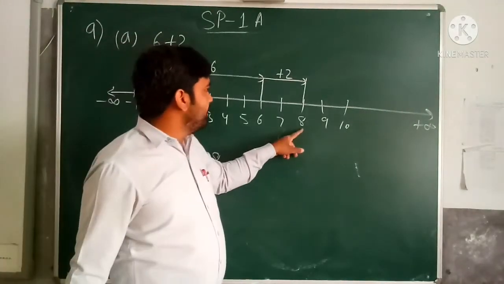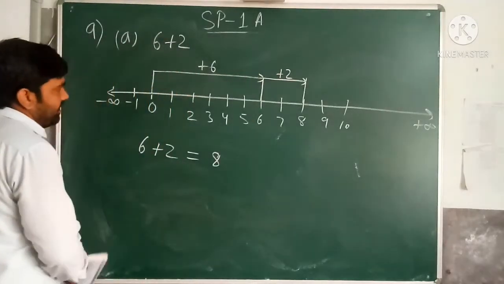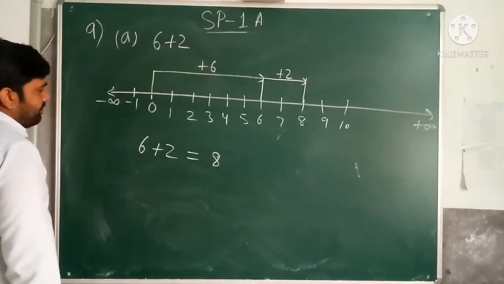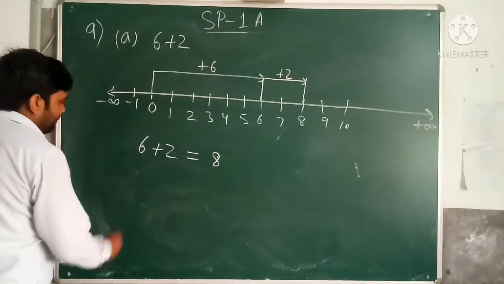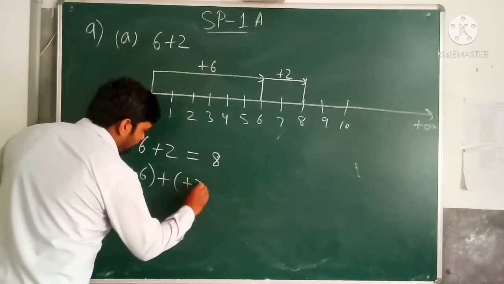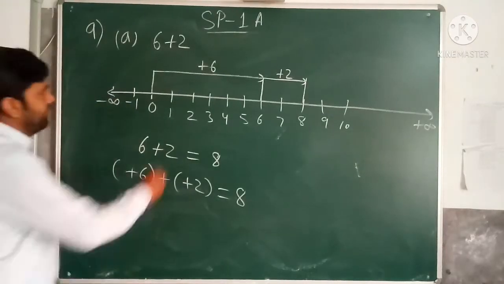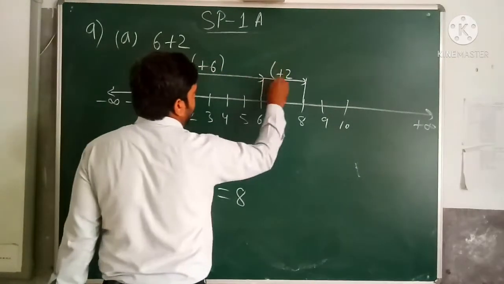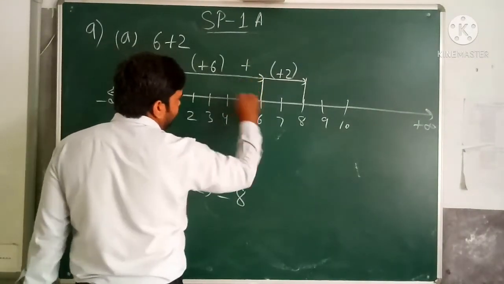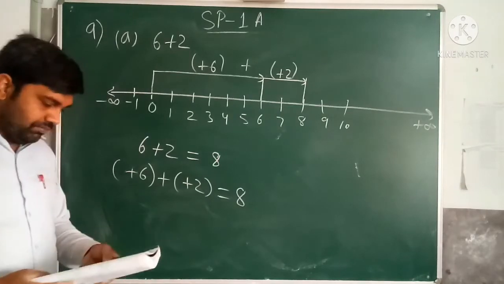See here, how much? 8. When we add these two numbers we get 8. So plus 6 plus 2 gives 8. Here we have written plus 6 and here we represented plus 2. When we add both the numbers, we get 8. Like this we have to do.